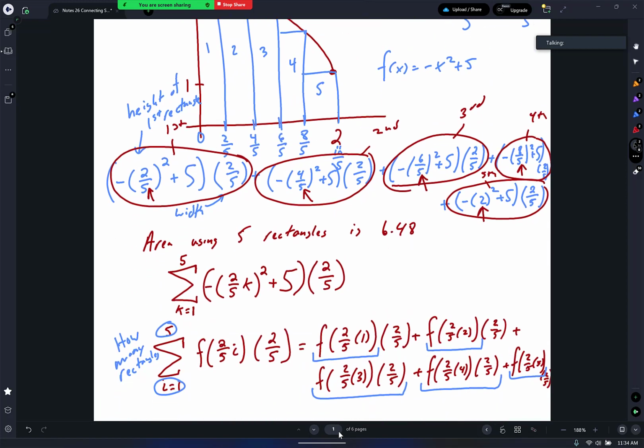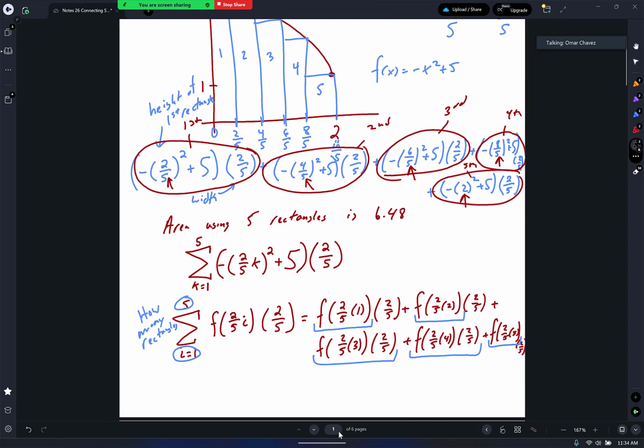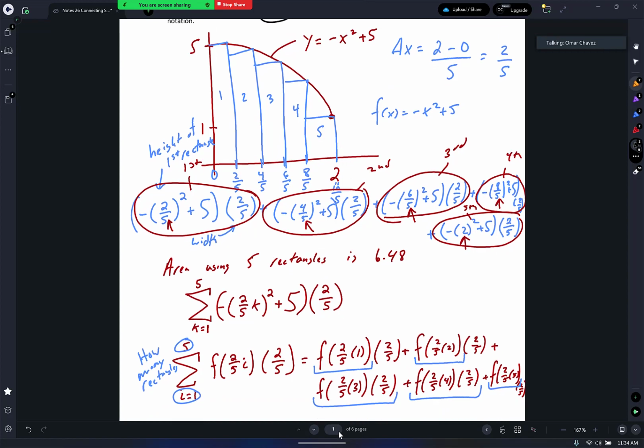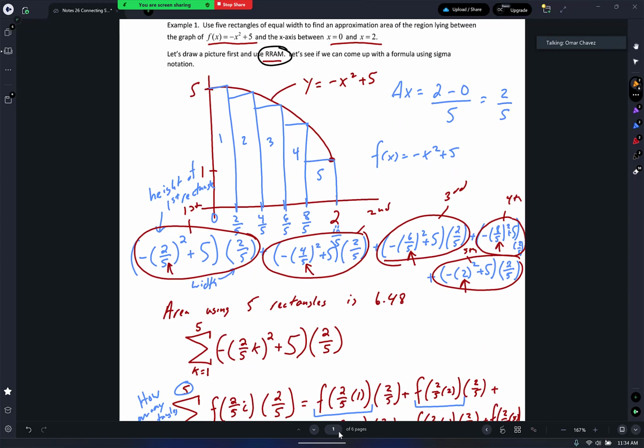Wait, you said add an n? Yeah, let's do this approach infinity. See if we can. We might not be able to. So if I made the number of rectangles approach infinity, maybe I should change the color to burnt orange. Everything in burnt orange means n approaching infinity. So my delta x would be 2 minus 0 divided by n.